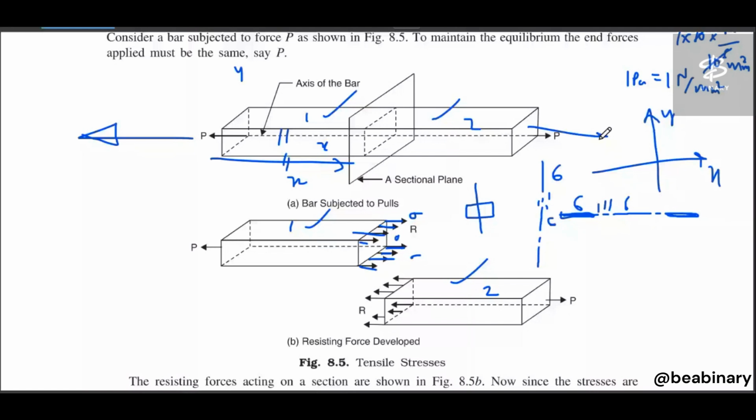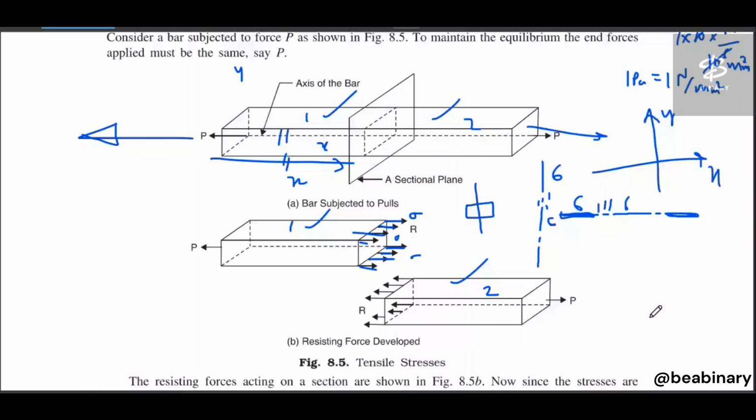Balance should be compulsory. This force and this force balance out. So the direction should be this and this opposite, and this should be opposite. I think you are getting my point. So, resisting force development: how do we develop the resisting forces?